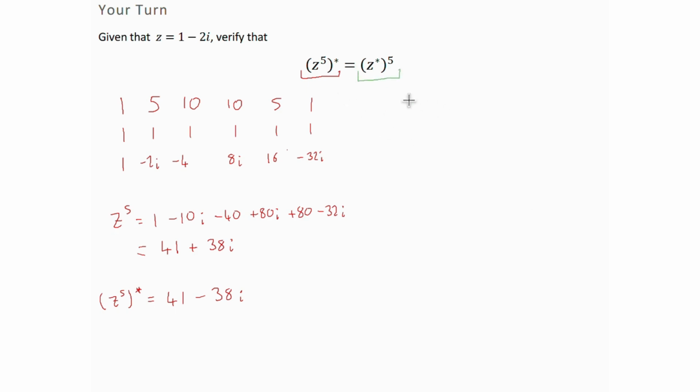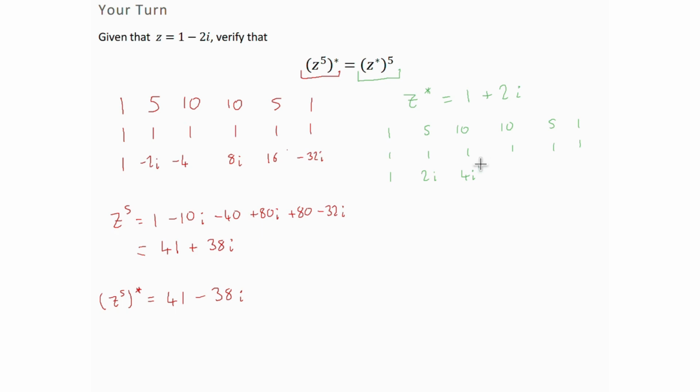Now looking at the other side, first of all we're going to find z conjugate, which is 1 plus 2i. And then we're going to raise that to the power of 5. So we're going to do the same thing. 1, 5, 10, 10, 5 and 1. 1 to decreasing powers is always going to be 1. And then 2i to the power of 0 is 1. 2i to the power of 1 is 2i. 2i to the power of 2 is 4i squared.